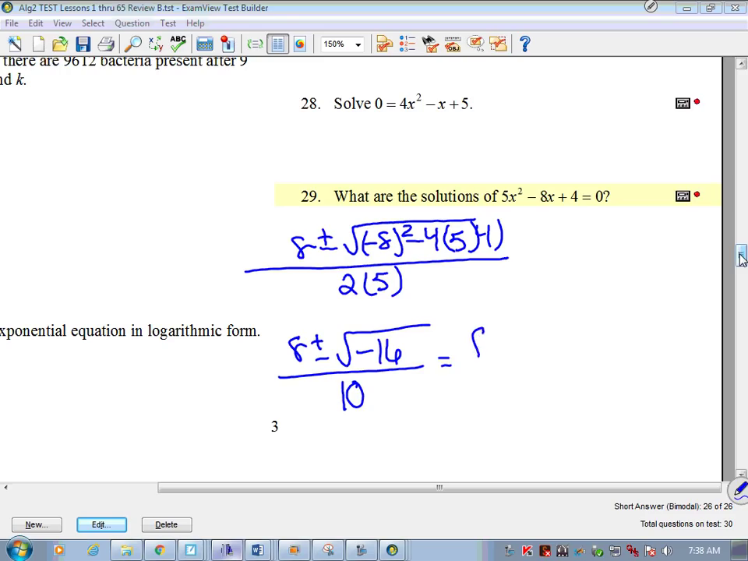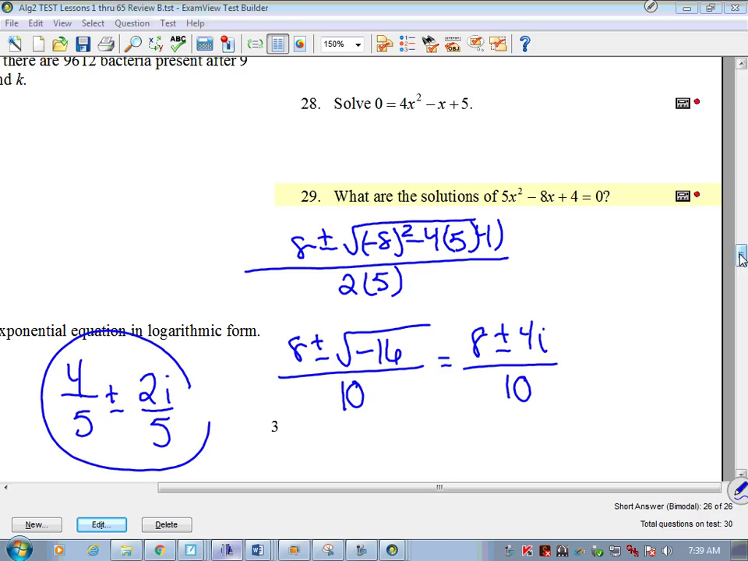Okay, well, that gives me 4i divided by 10. So we're going to take 8 divided by 10. That's going to come out to 4/5 plus or minus, okay, 4 divided by 10 is 4/10 or 2/5. So 2i divided by 5. Okay, so 4/5 plus or minus 2i divided by 5, or 2/5 i.